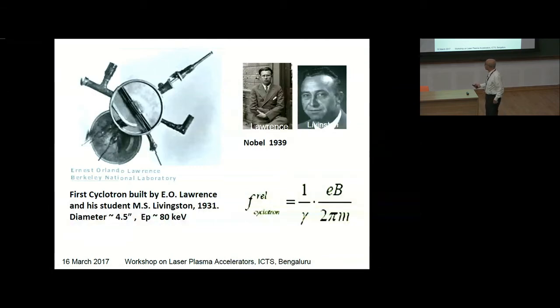There were problems, of course, with that. If you see the relationship, for Lawrence when he first started, this gamma was just 1 because it was non-relativistic. So this frequency was independent of the energy. But as you go up in energy, the gamma increases, so the frequency drops. And there is a limit. In fact, Bethe worked out that the limit of this cyclotron will be 20 MeV protons. After that, there will be frequency slippage, and you will no longer accelerate in phase.